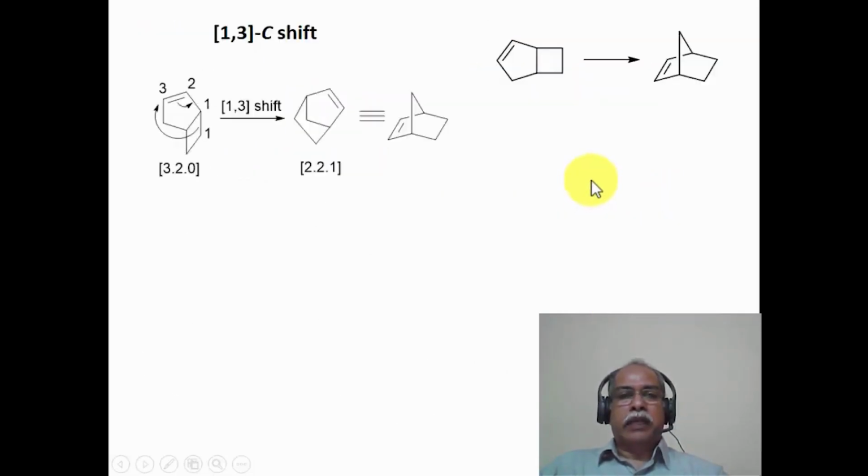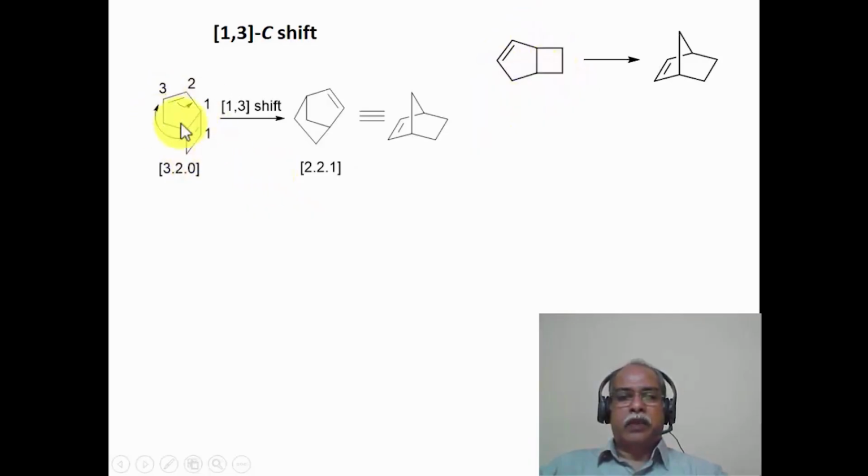The most common 1,3 carbon shifts are the shifts of this particular carbon-carbon bond in a [3.2.0] bicyclic system. This is 1, 2, 3, 1, 2, so it is a [3.2.0] bicyclic system. In other words, it is a fused bicyclic system that we are talking about: a fusion of a four-membered ring with a five-membered ring with a double bond. So this is a bicyclic cyclopentene that we are talking about.